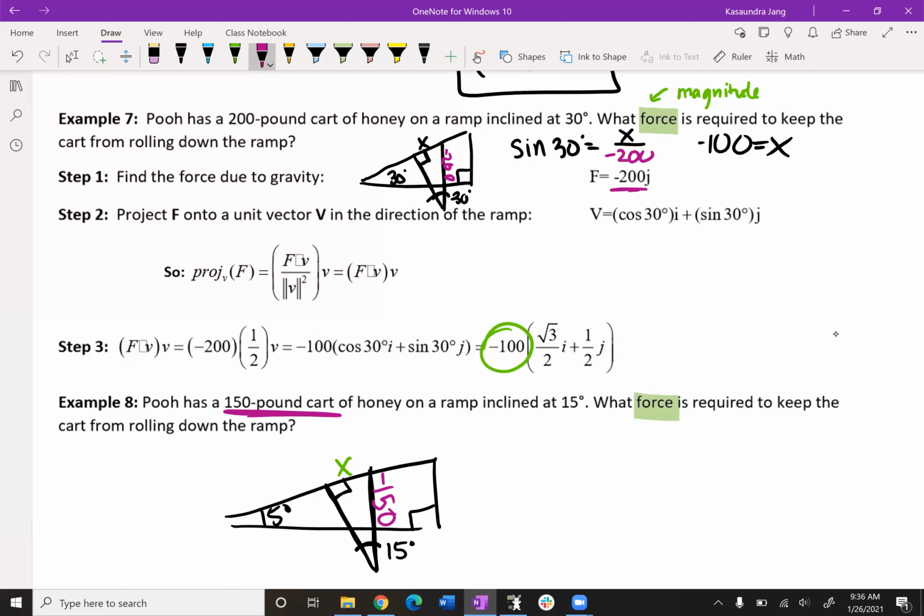Why does the X go where you put it? The X goes where I put it because this is your force, the magnitude to keep the cart from rolling down the ramp. Here's my ramp, right? If you're rolling down the ramp, it's going down that slanted ramp there. So I'm going with the force to go down that ramp. That's where I put my X. Yeah, no. Do you have a question?